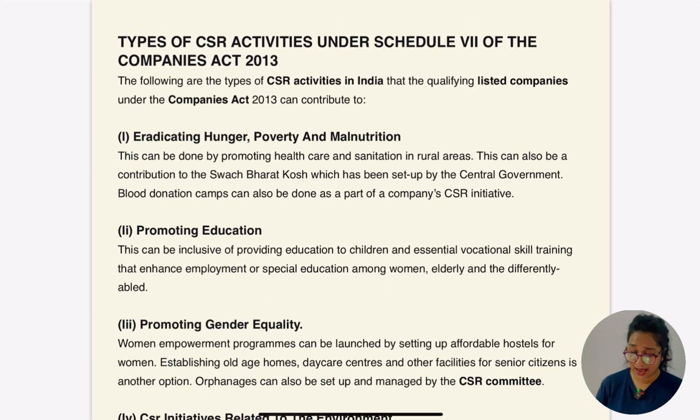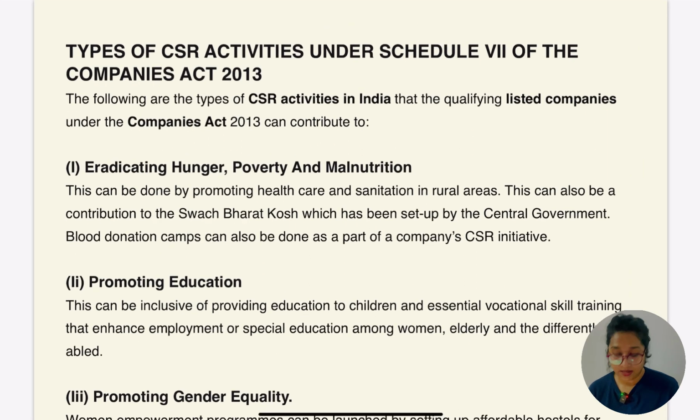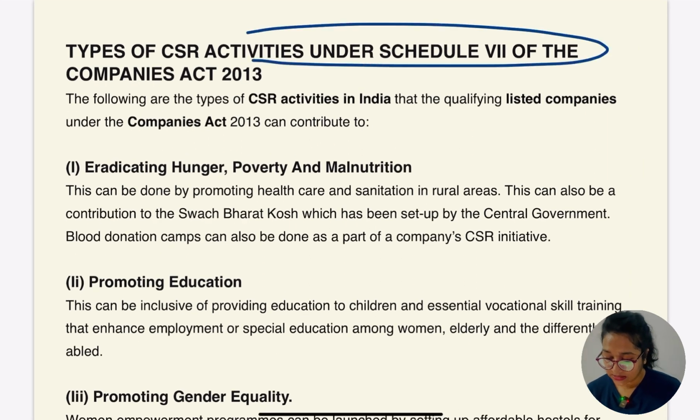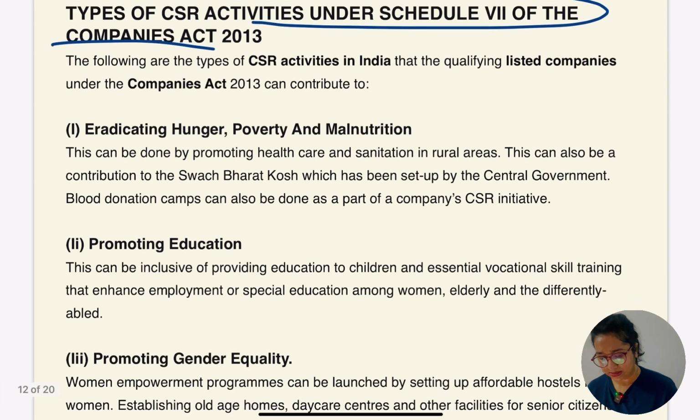Let's go to some of the activities which are included here. Types of CSR activities under Schedule 7 of the Companies Act. Let me be very clear first of all: the CSR contribution should not be made toward the family of employees, for their children or their family, and it should not be for the benefit of the boss or the founder of the organization, or for the benefit of a particular group, particular community or particular religion. Hope this point was clear.